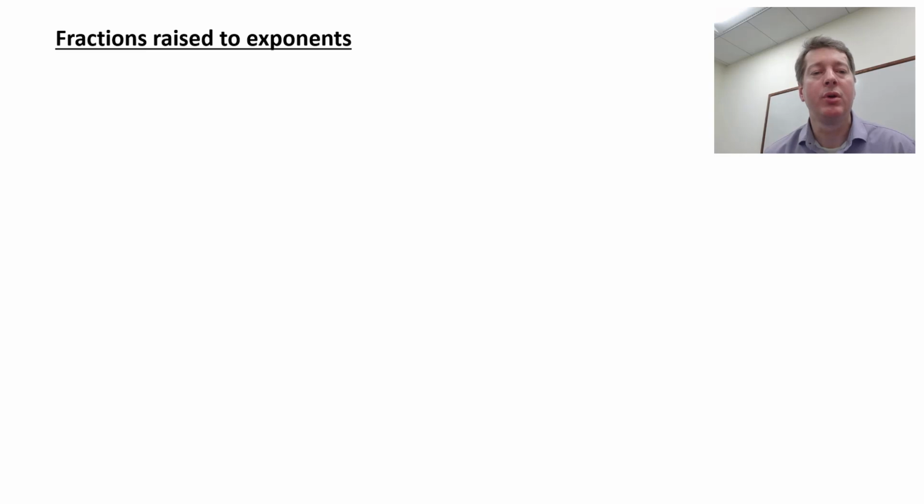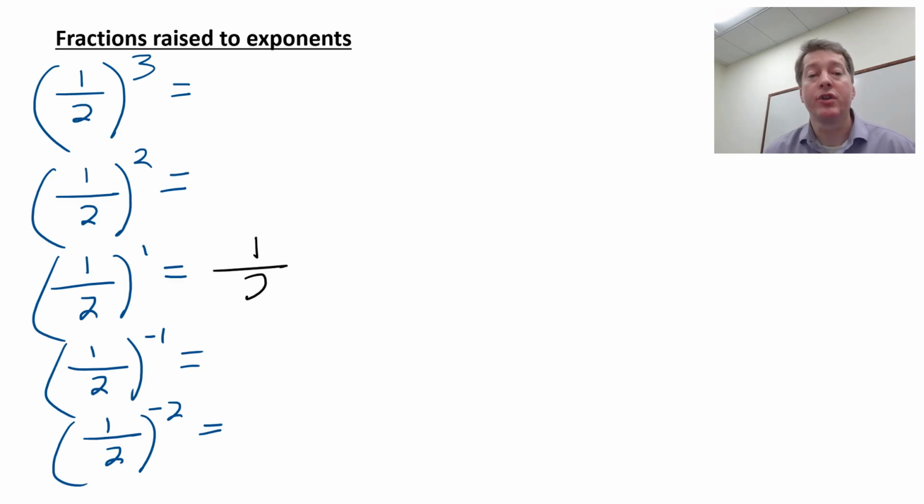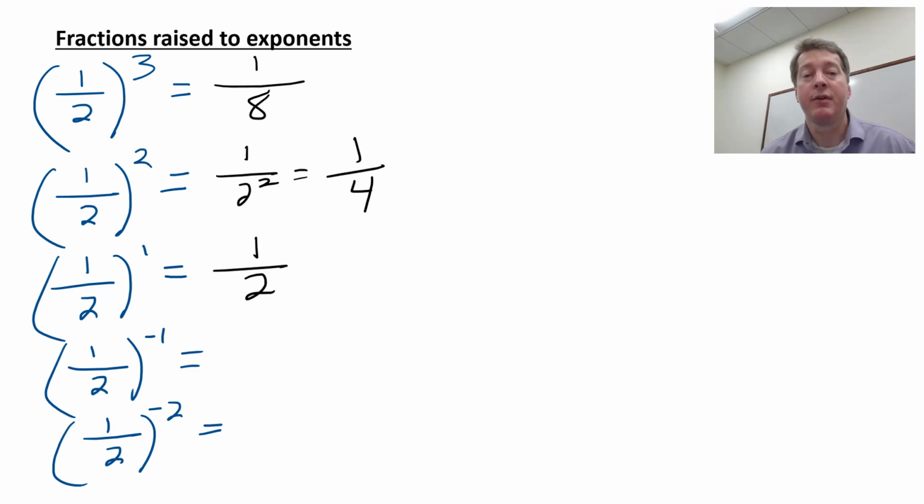Let's talk about fractions raised to exponents. So let me write out a few. 1/2 to the 1, of course, is just 1/2. 1/2 squared, you apply the exponent to the numerator and the denominator. So it's 1 squared, which is 1, over 2 squared, it's 1/4. 1/2 cubed, you apply the exponent to the numerator, so 1 cubed is 1, and the denominator, 2 cubed is 8. One thing you'll notice is that when you take a fraction and raise it to an exponent, the number is getting smaller, not bigger. 1/2 is bigger than 1/4, is bigger than 1/8.